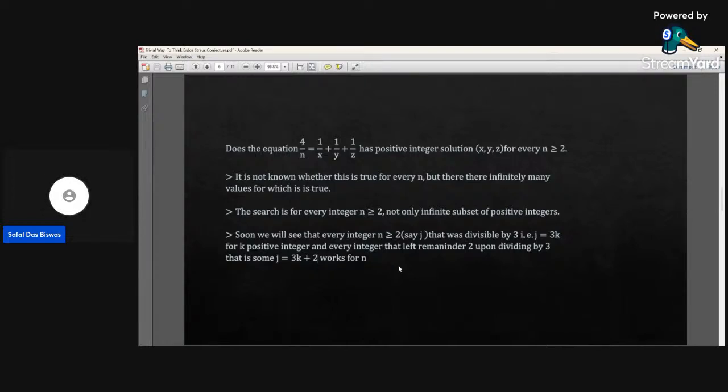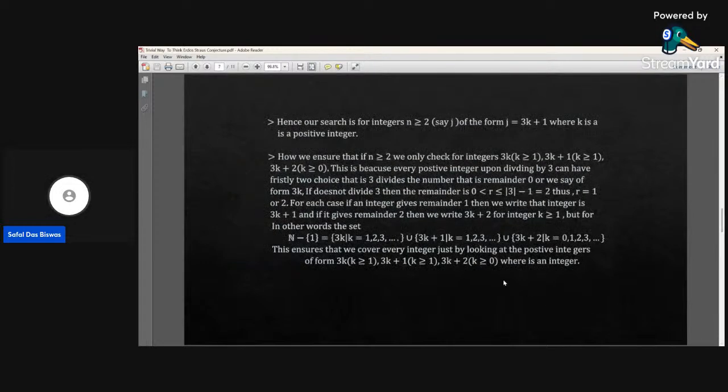Okay, so now our search is for every integer greater than or equal to 2 of the form 3k plus 1. That means the integers that leave remainder 1 upon division by 3. I will be showing the proof for the 3k plus 2 and 3k forms, but if anyone can show that j equals 3k plus 1 also works for every integer k, then you are done. That means you are solving the conjecture. Okay, so I am not going to solve the conjecture because it's still a conjecture and it's very hard to show why 3k plus 1 should work. But yes, if you show it for j equals 3k plus 1, you will definitely get famous, and it will be a groundbreaking result, because it's a conjecture for j equals 3k plus 1 where k is a positive integer.